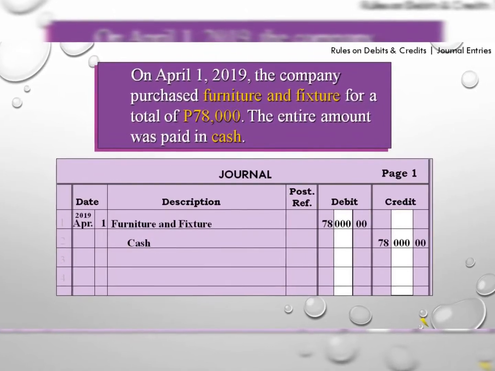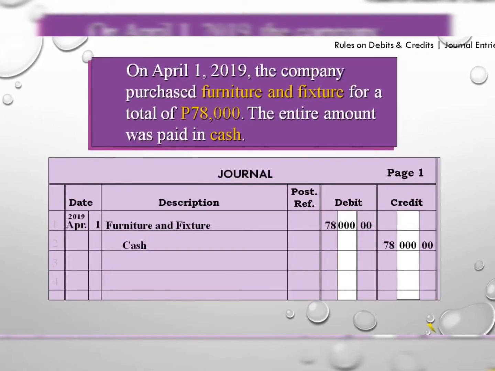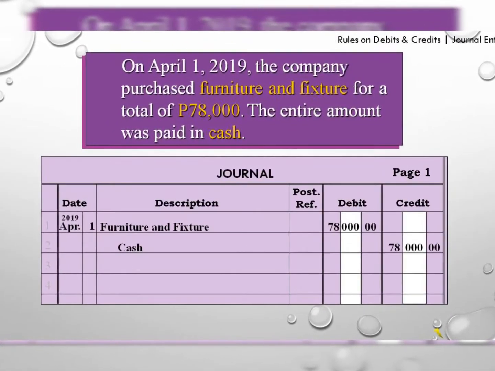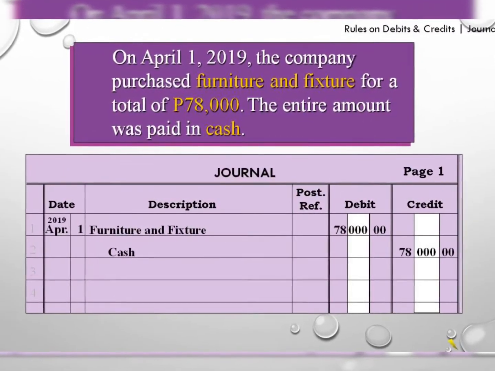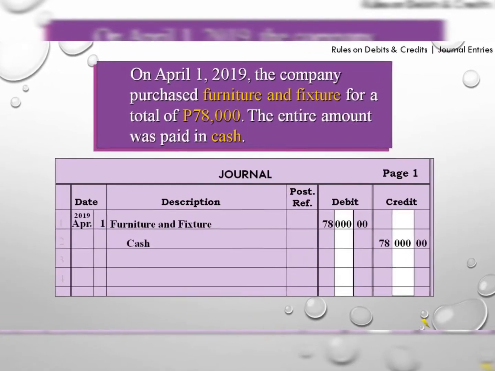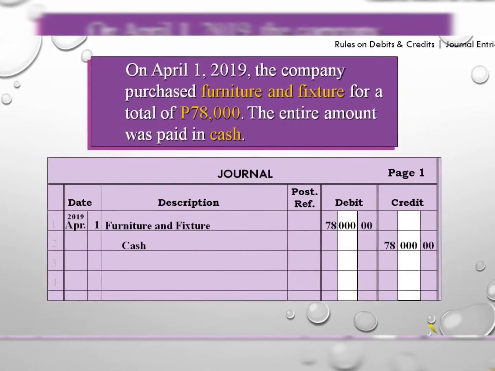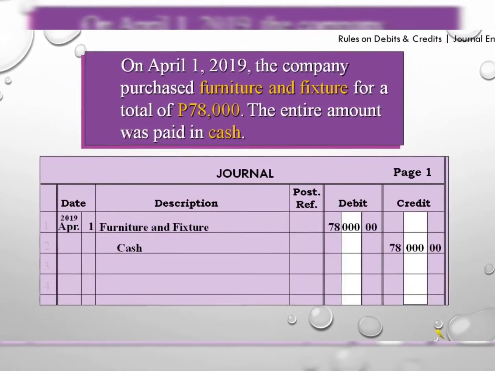For example, on April 1, 2019, the company purchased furniture and fixture for a total of 78,000. The entire amount was paid in cash. Journal entries: furniture and fixture debited, cash credited.